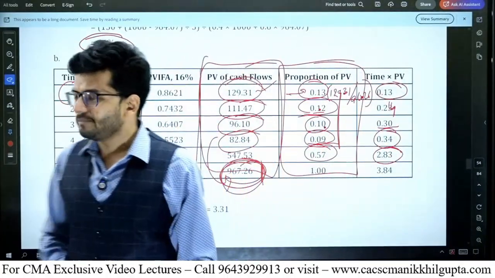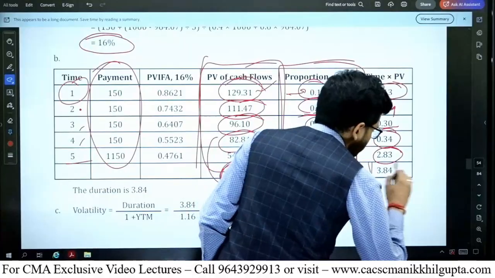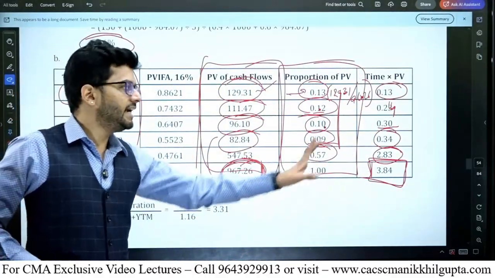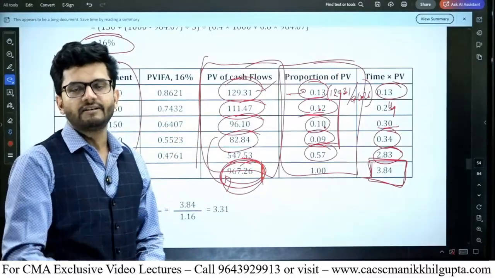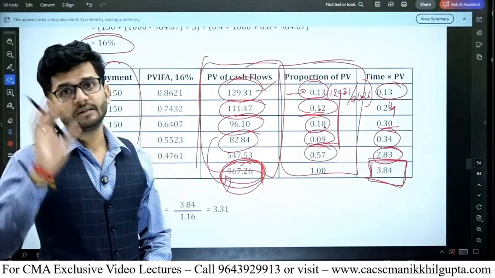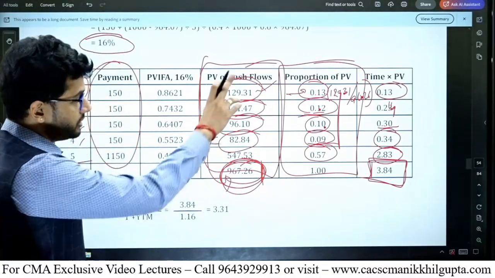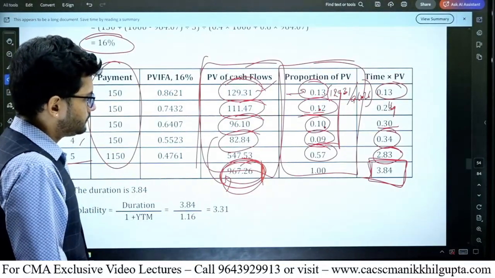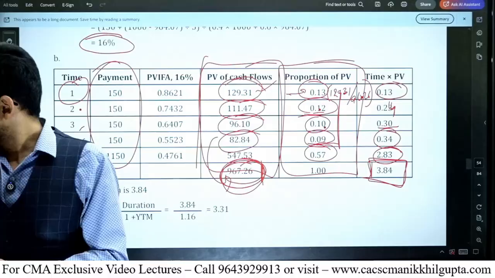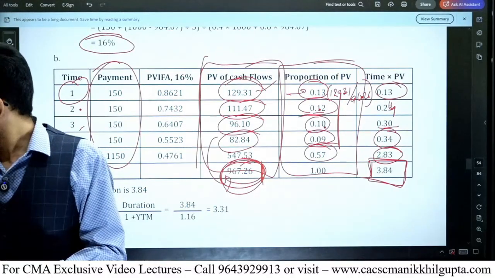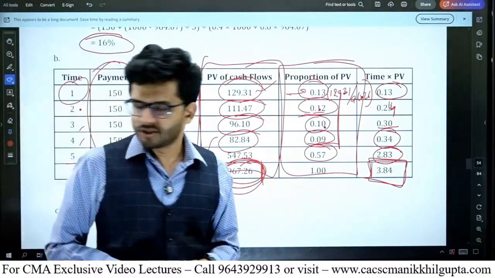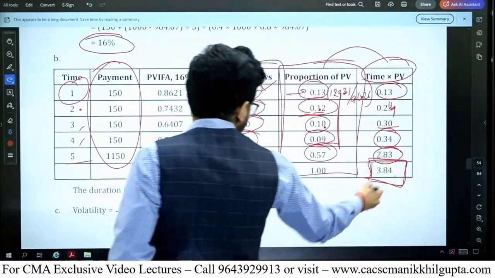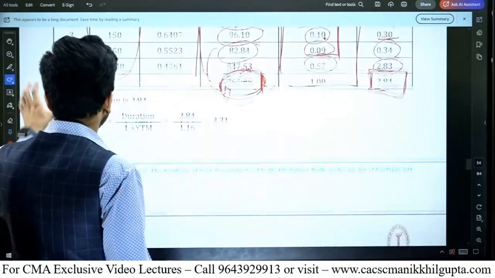We're going to add all of them and we'll get the exact number of duration within which at least the current price will be recovered. 3.84 years and the current investment is recovered. Over and above, we'll get the profit. Okay, so that is how duration is required to be calculated. This is the calculation of duration. Okay, sir, got it. So this is how we just multiply the time by the present value proportion to get our duration within which our initial investment will be recovered.